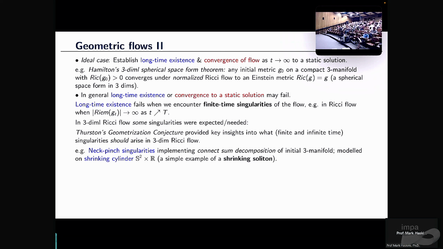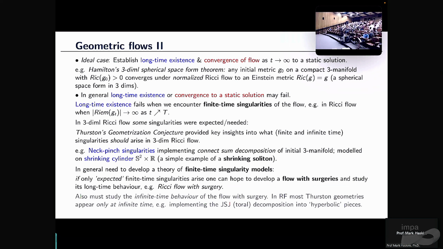So the first thing that we have to do sometime in geometrization is to implement the connect sum decomposition of our three manifold. And so then neck pinch singularities modeled on these shrinking cylinders are the things that should be implementing our connect sum decomposition. But in general, we would need to develop some sort of theory of finite time singularity models.